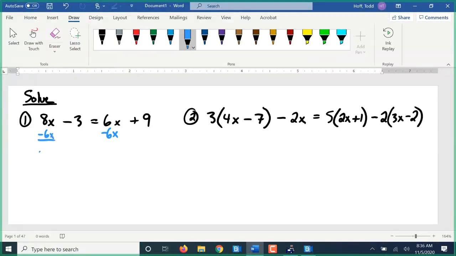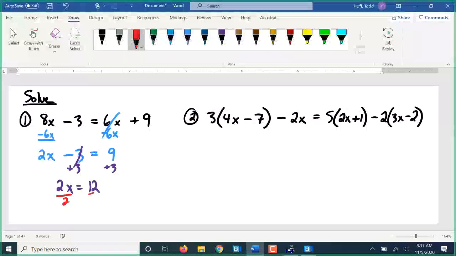8x minus 6x is 2x. Still have a negative 3 there. On the right side, the 6x is gone. And we have just a positive 9. Now we're at that form where we can add 3. 2x equals 12. And then divide by 2. X equals 6.